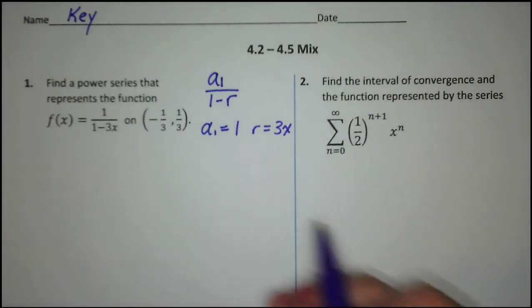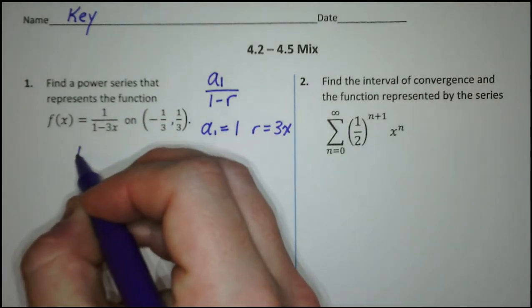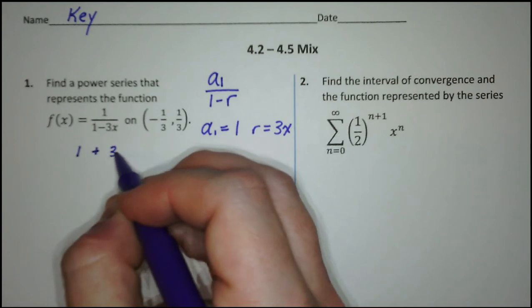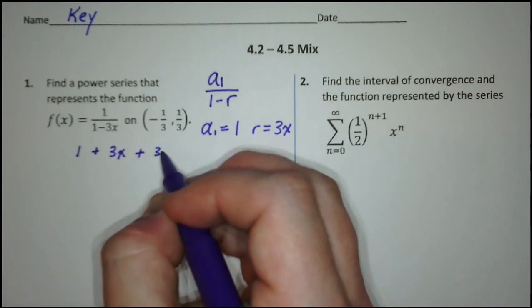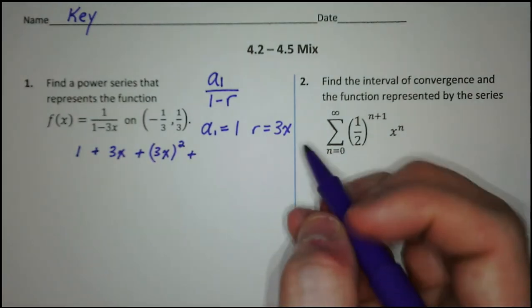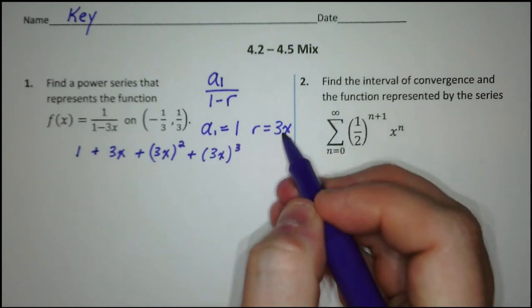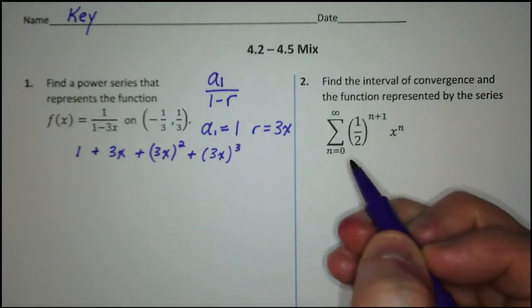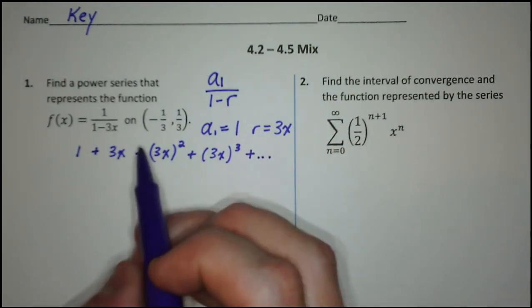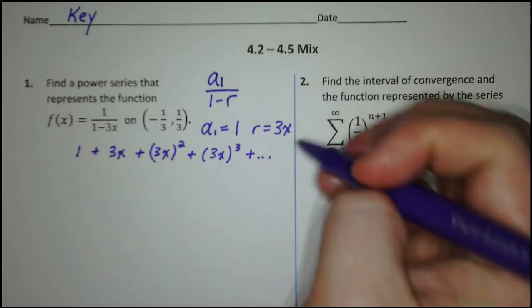But anyway, that means the power series would basically go 1, and then 3x, and then 3x squared. You could simplify that obviously to 9x squared, and then 3x cubed, because you're always multiplying by 3x to get to the next term. So I guess one way to write out this series is to write the first handful of terms and then plus dot dot dot.